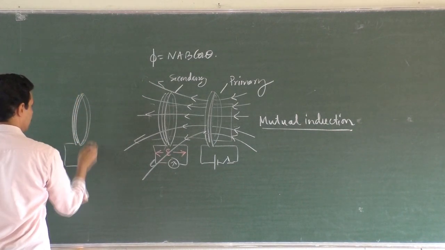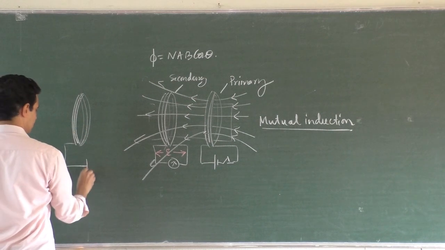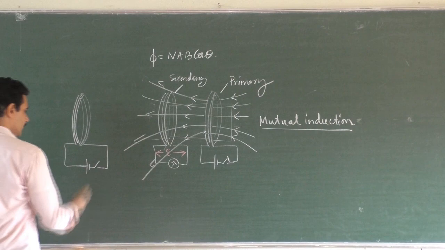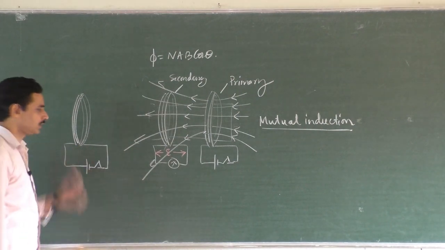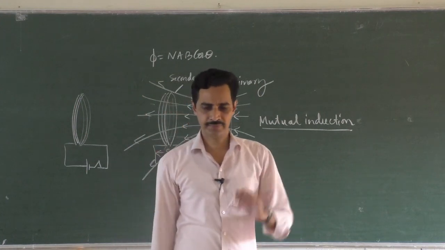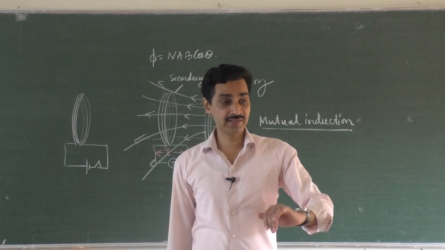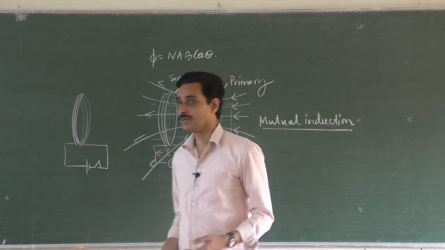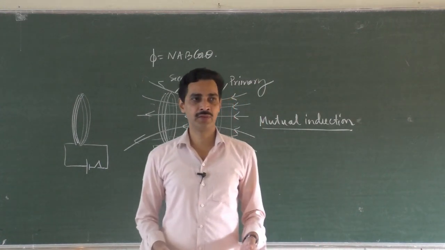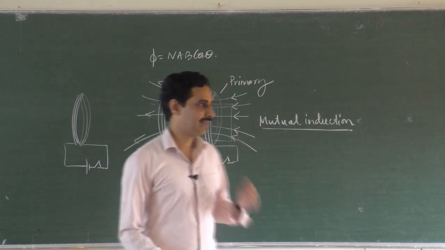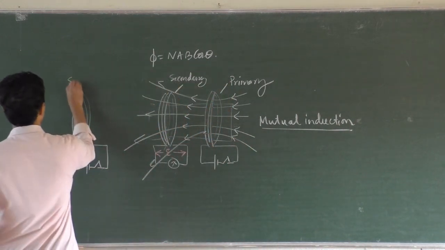So this is the coil, and here is a battery and a key. Switch it on and switch it off. As you switch it on and switch it off, won't that coil produce a magnetic field by itself? And won't that magnetic field change within that coil itself? So when you switch it on and switch it off, there is a change in the magnetic field produced by the coil, and that induces an EMF in the same coil, and that is called self-induction.